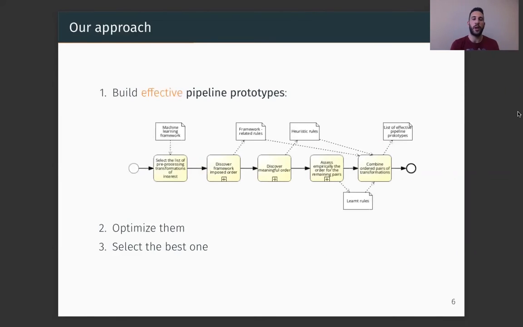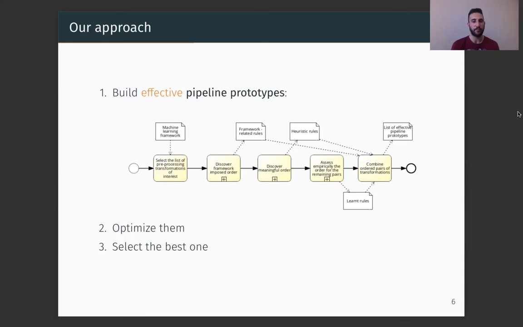We figured that if we were able to select the most effective pipeline prototypes among the exhaustive set, then we could optimize only those and afterward select the best one. So firstly, we selected, as I said, a list of transformations and a framework to generate framework-related rules. Then we generated also heuristic rules. Those rules tell us for each pair of transformations which is the order, based on the literature, that makes more sense. Then we also generated learned rules by running some experiments.